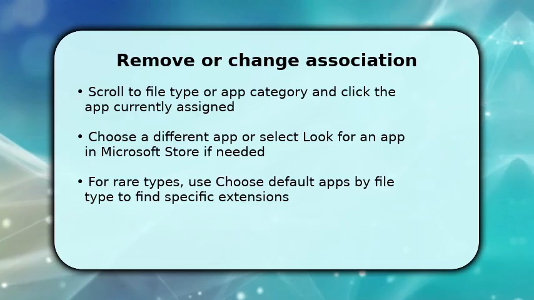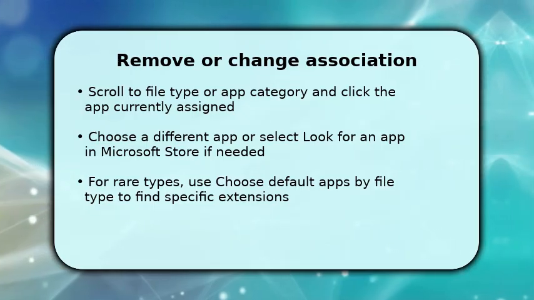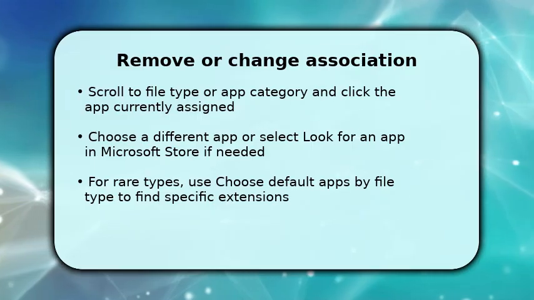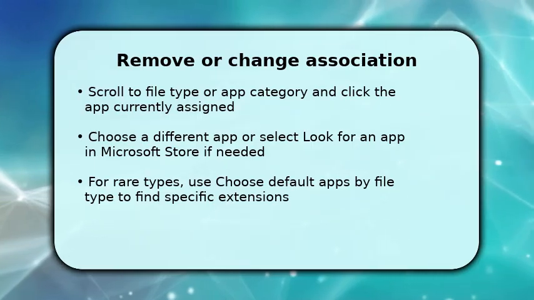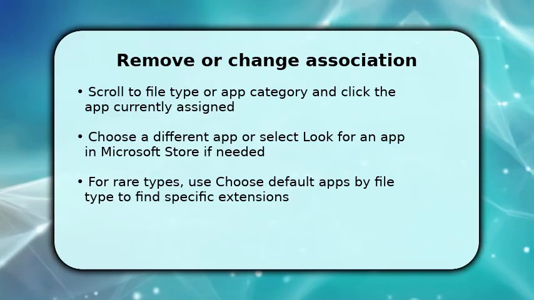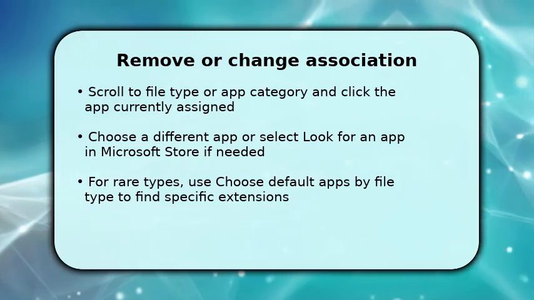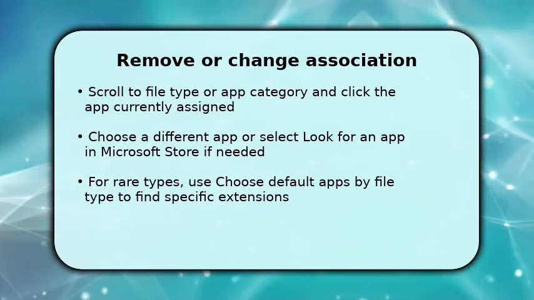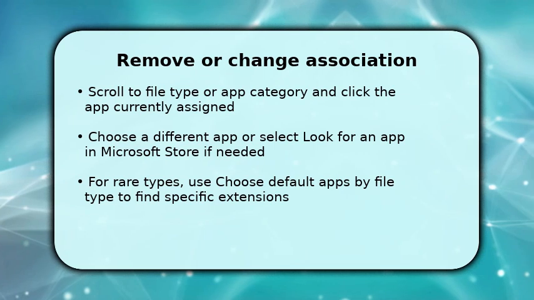If no suitable app exists, choose Look for an app in Microsoft Store or pick a generic program like Notepad for text types. For more control, choose Default Apps by file type to pair an extension with a program. Once done, Windows updates the registry keys behind the scenes so the association is replaced rather than duplicated.